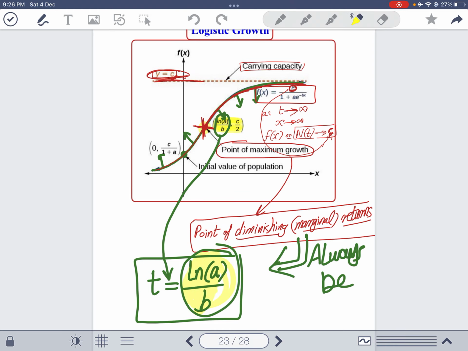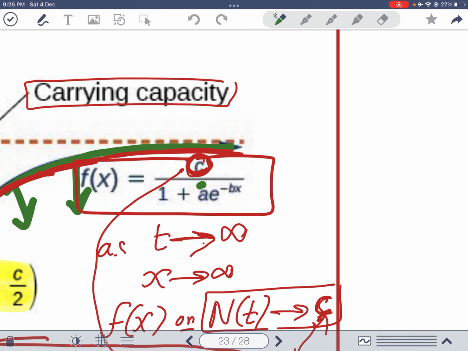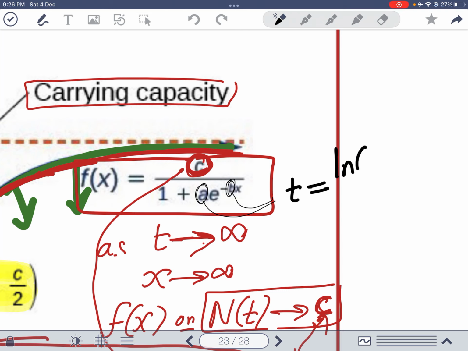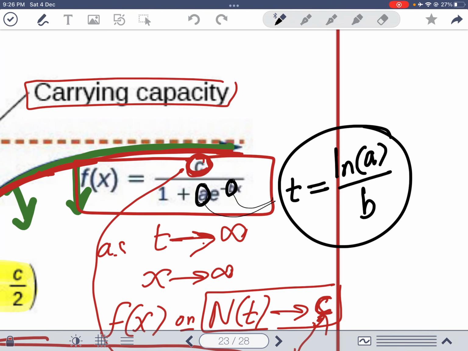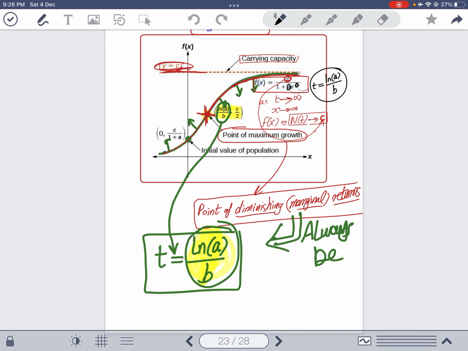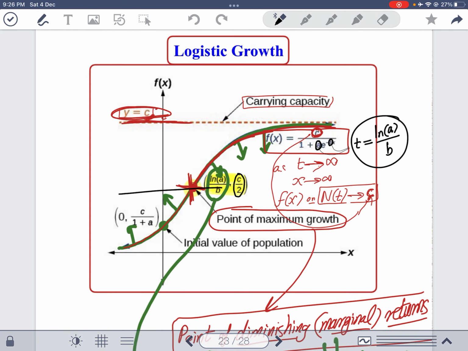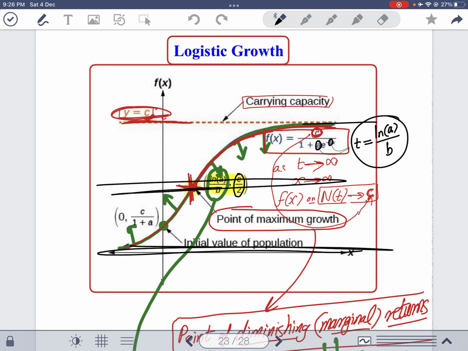It will never change. So always you go to your function, locate a, let's use a different color, locate a and b, and then from them the point of diminishing returns will be at t equal ln a over b. Get it from the a and the b that you have in the formula very easily. And then the y coordinate will be half of c, exactly in the middle between the x-axis and y equals c. In the middle, c over 2, we have our point of diminishing returns.